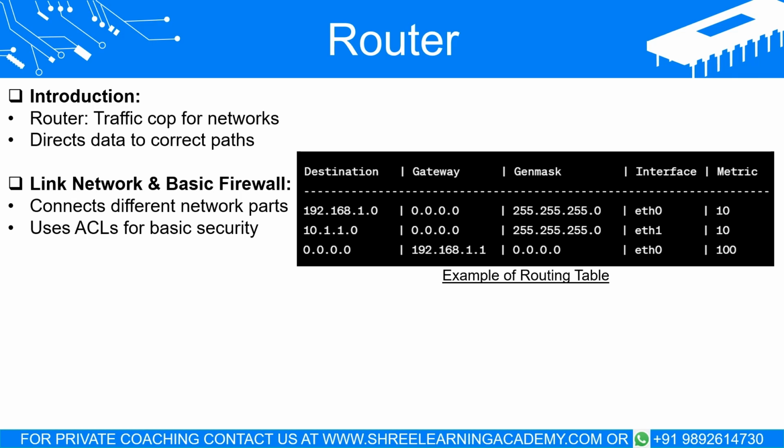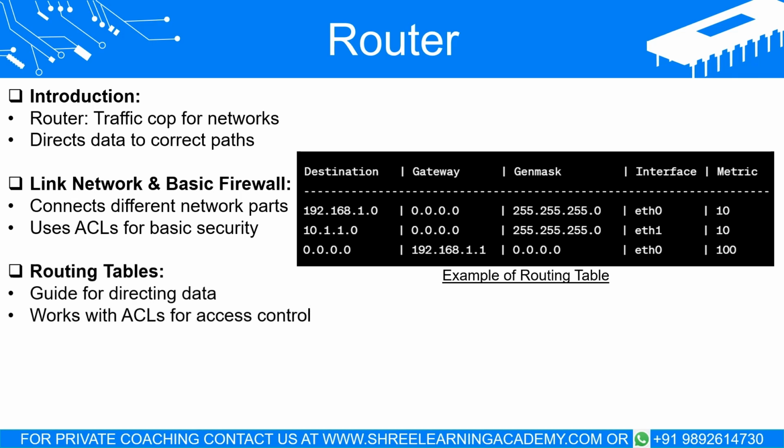Example. You can set up your home router to only allow specific devices to connect to your Wi-Fi. This is like having a guest list at a private event, only the names, devices, on the list can enter. Routing tables guide traffic. Inside every router is a guidebook called a routing table. This guidebook helps the router decide where to send data. It's like a map of different roads and directions that the router consults whenever it needs to send data to another network.